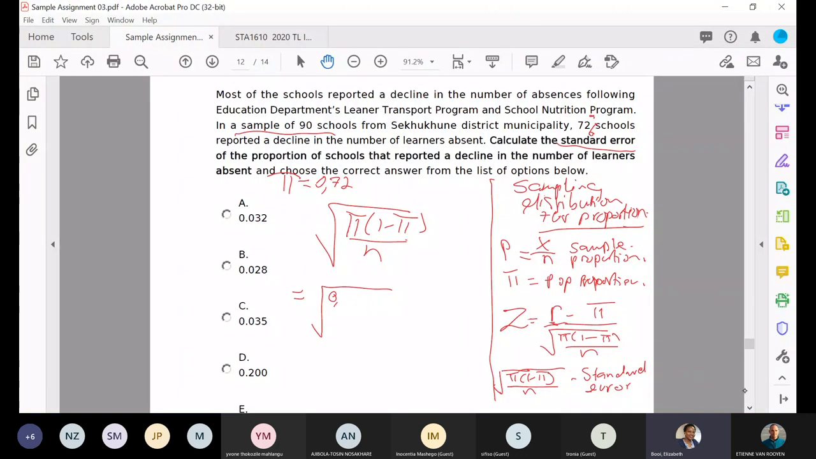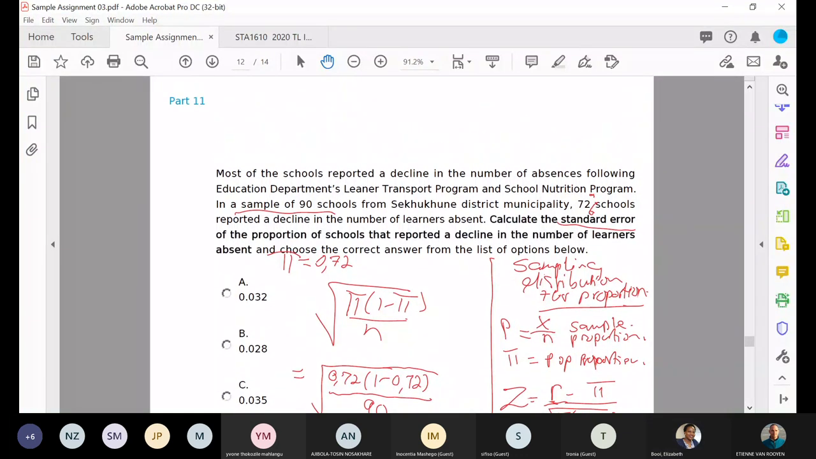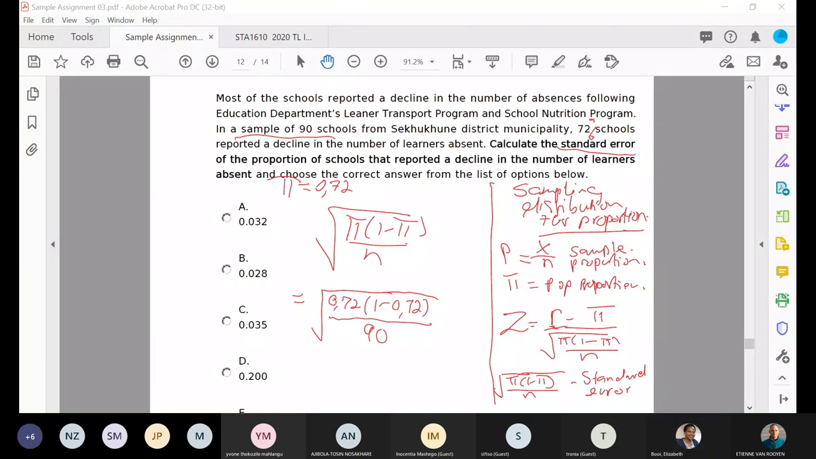So this will be 0.72 times 1 minus 0.72, divided by our n, which is 90. What do you get when you calculate? You get 0.047.